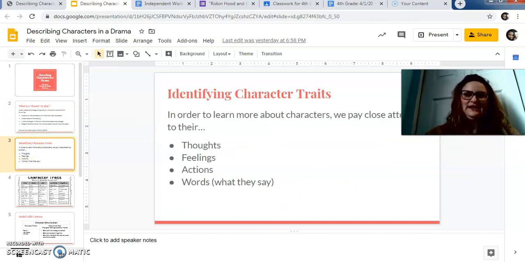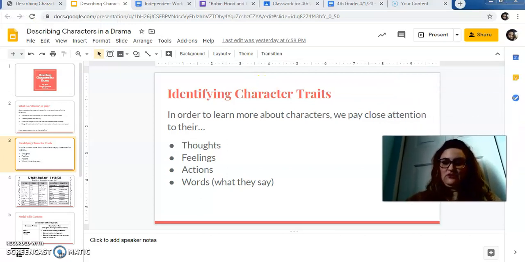So, identifying character traits. In order to learn more about characters, we pay close attention to these 4 things. If we pay close attention to these 4 things, we'll be able to tell all about them and describe them more accurately. We pay attention to their thoughts, their feelings, their actions, and the words that they say. By looking at all of these components about a character, either in a play or in a fictional text, we can describe them and give them a character trait.